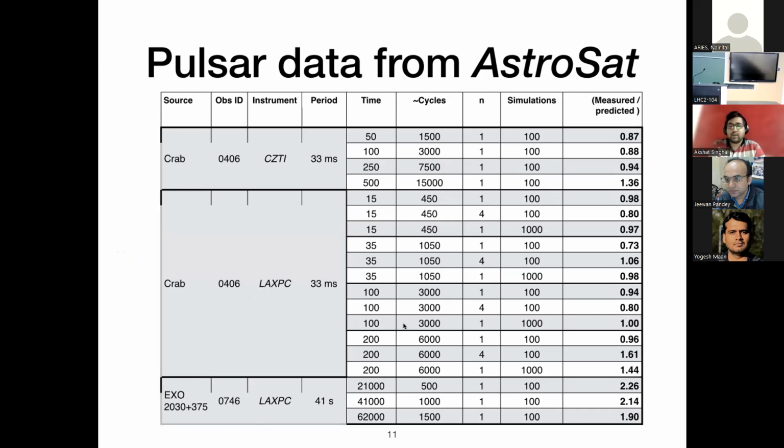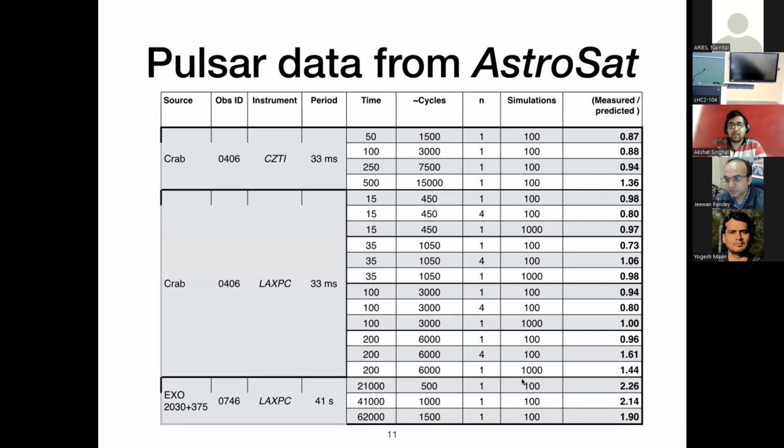We used different time intervals, different harmonics, and different numbers of simulations. The Crab, because it was much brighter, gave a much healthier agreement between what the formula predicted and what the Monte Carlo simulation did. The next pulsar was pretty long, so even for 62 kiloseconds, we only had 1500 cycles, which is less, but we still were within around a factor of 2, even though our number of simulations was also less.